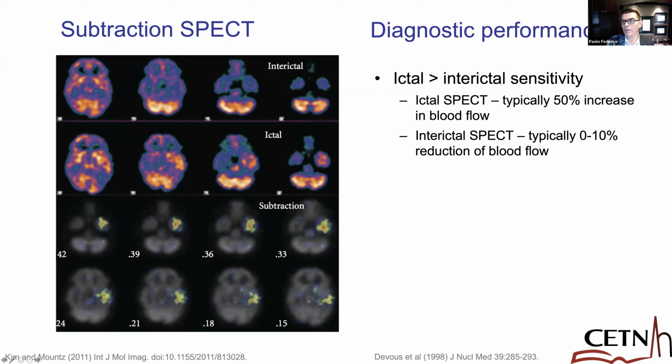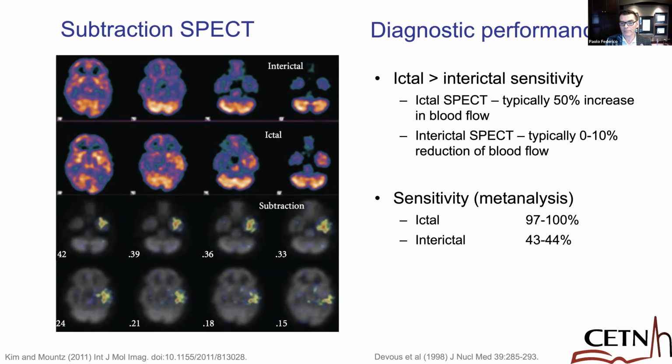So the diagnostic performance of SPECT is shown here. The ictal SPECT performs much better than interictal. Ictal SPECT typically is associated with a 50% increase in blood flow, whereas interictal SPECTs can have no associated blood flow reduction, or up to 10%. A meta-analysis of all epilepsies combined shows, I think, a bit of an overestimation here, but at least in my experience, that ictal can have a sensitivity of 97 to 100%, which to me is somewhat astounding. And an interictal SPECT can have a sensitivity to identifying hypoperfusion abnormalities of 43 to 44%.